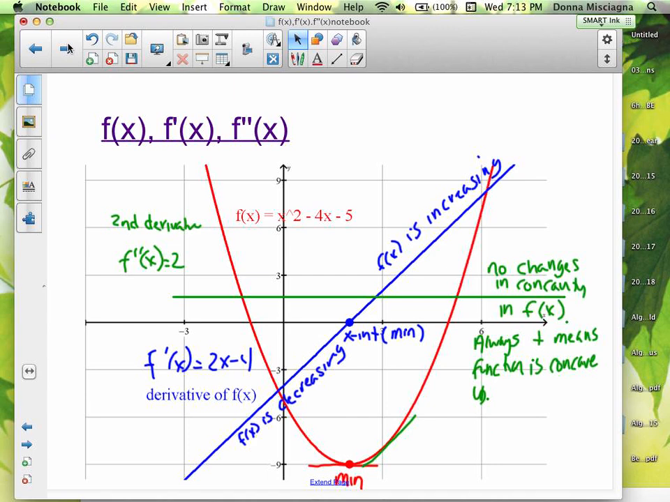All right, so here we have f of x, f prime of x, and f double prime of x, all graphed together, on the same scale this time. All right, so here the red graph is the original function. That's f of x equals x squared minus 4x minus 5. Its derivative would be 2x minus 4. That's the blue line. And then the second derivative would be the derivative of 2x minus 4, which is just 2. All right, so now let's look at some things.